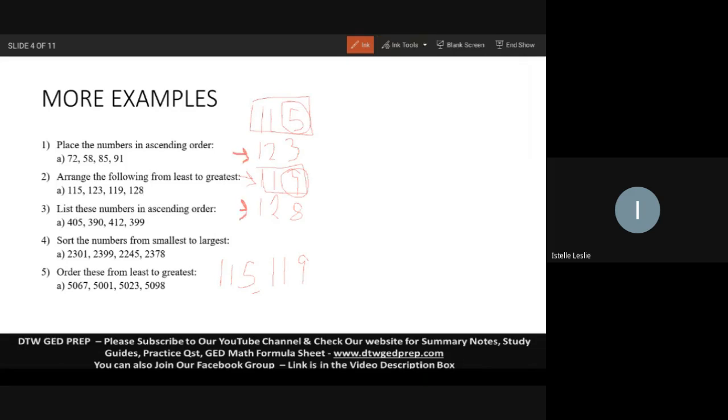Same thing, the first two digits are the same. So what we consider is the third one, the ones position. Which is smaller? The one with 3. And so we have 123, and then we have 128. So is this clear?